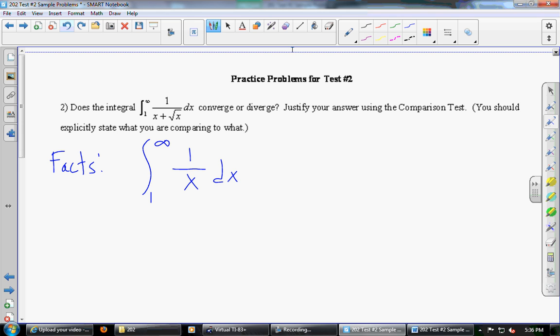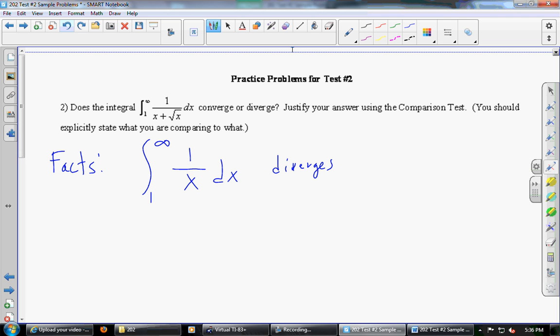It's real common to ignore one thing, hoping that what you have left is something recognizable. And hopefully we recognize this integral right here. I want us to just be able to look at that and know whether it converges or diverges. We did a group activity and we proved definitively that this one diverges. Let's write down another fact.